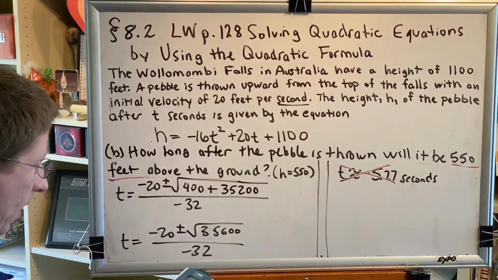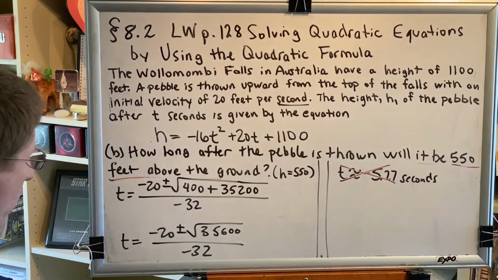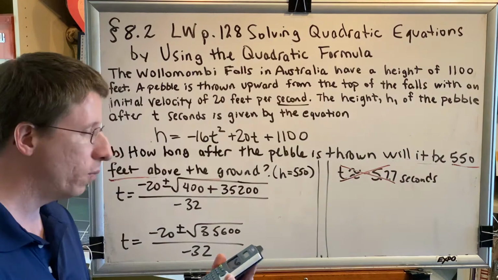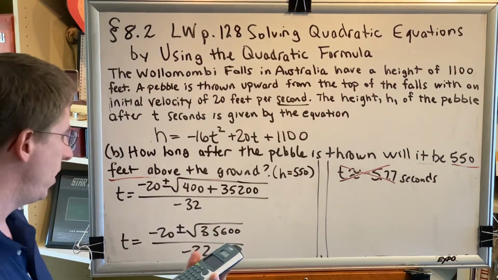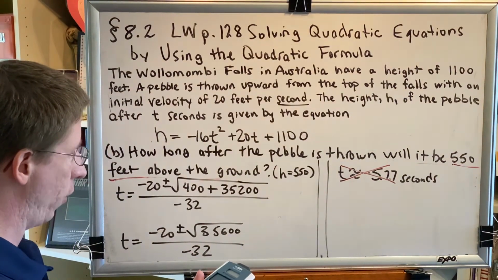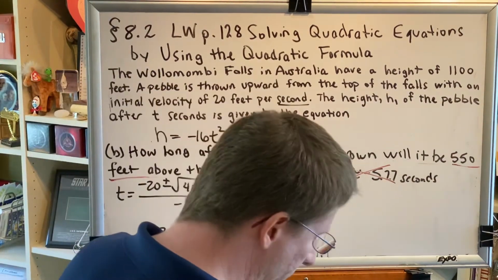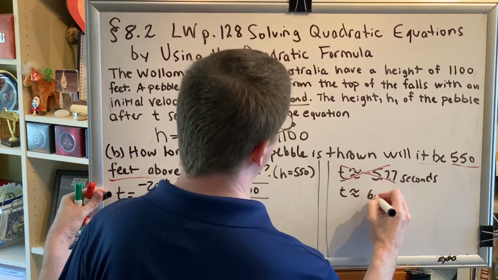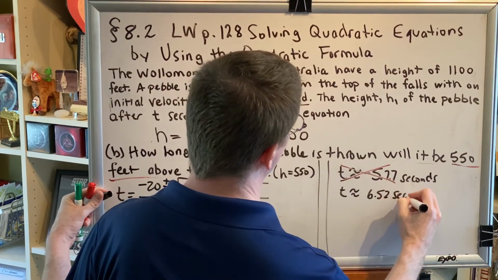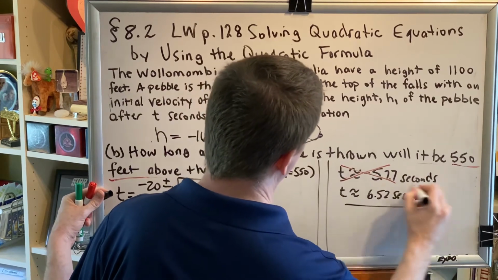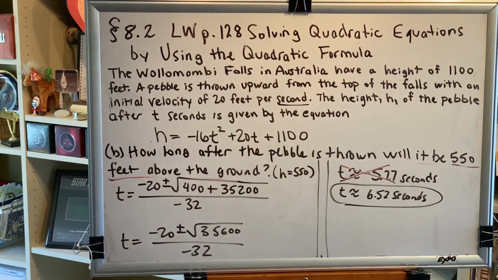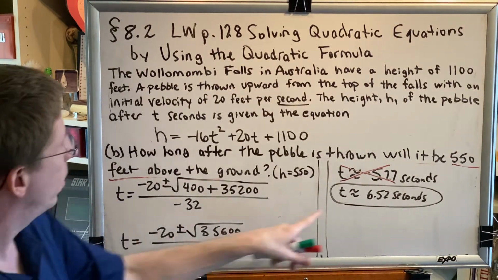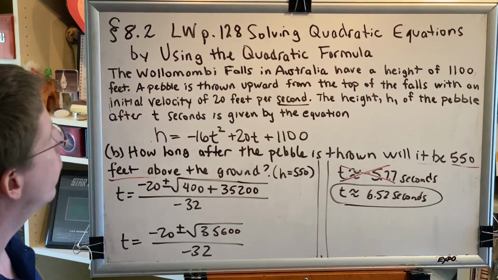Let's begin. Negative 20, subtract the square root of 35600, enter. We get negative 208.67962226. Divide that by negative 32, and we get the positive time answer, 6.52. T is approximately 6.52 seconds. And that is the answer to this question. So, how long after the pebble is thrown will it be 550 feet above the ground? The answer is 6.52 seconds.